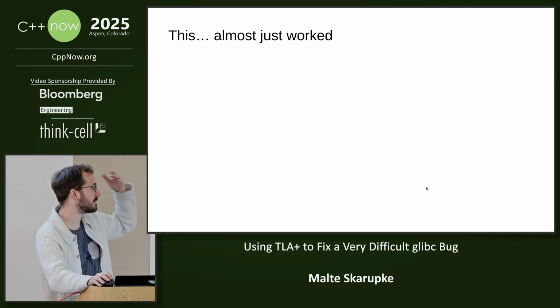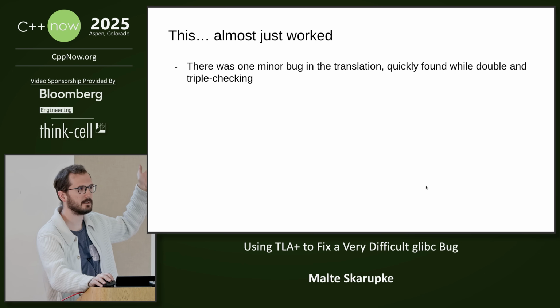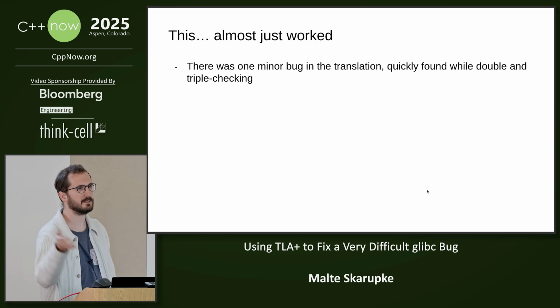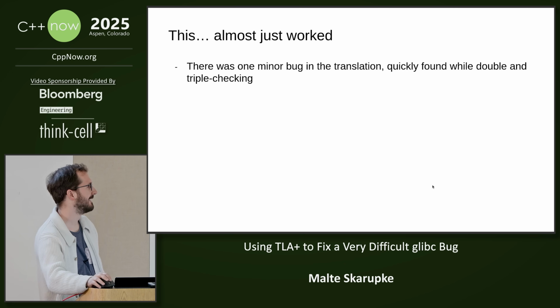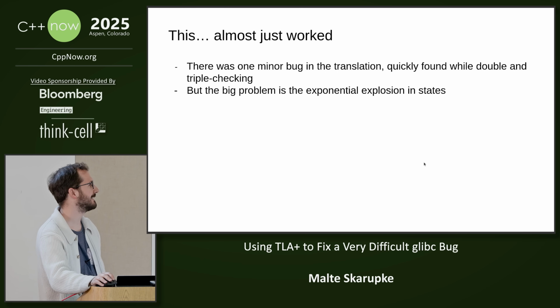Okay. And then yeah, this almost just worked. I had one bug where it errored out on something that couldn't possibly error out, and I double, triple checked, and that answers the question of how you avoid translation errors. You double, triple check. It's not fun work, but you do it.